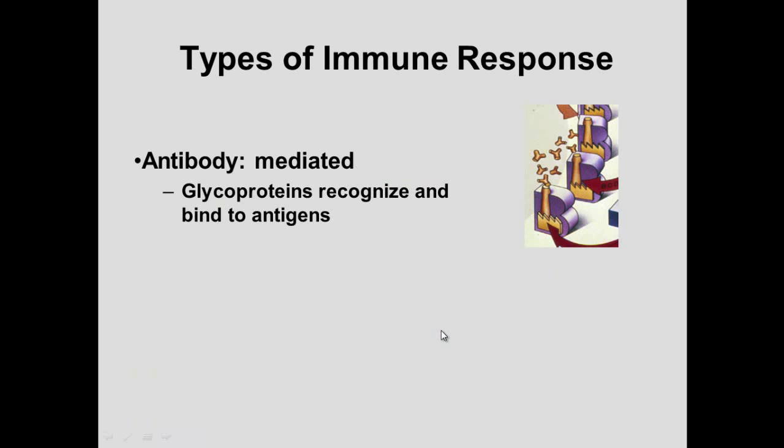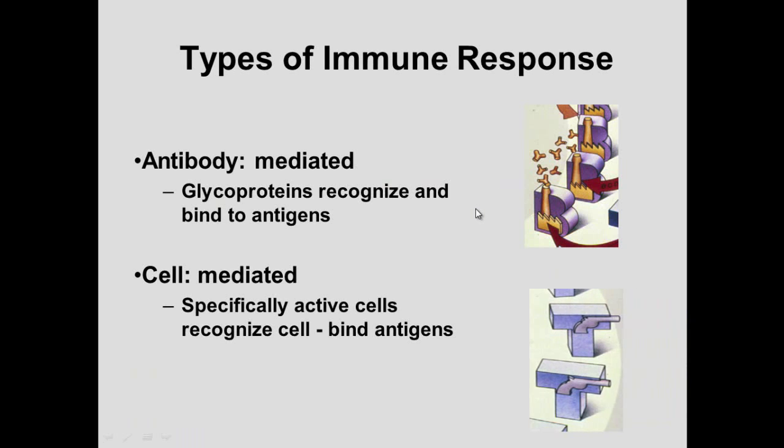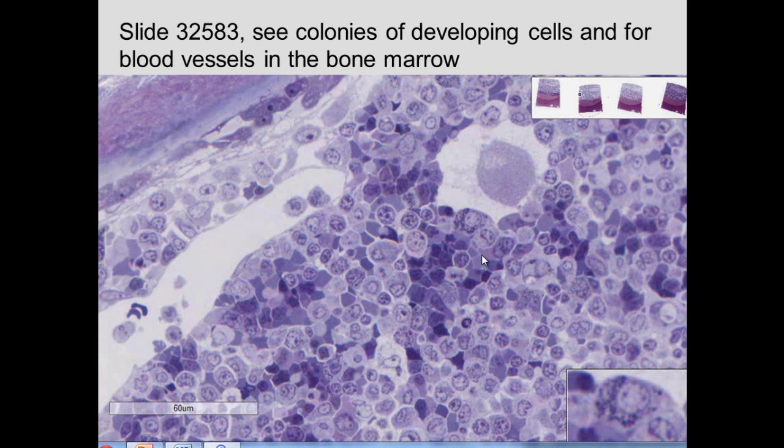And that brings us to the two types of responses. One is antibody: glycoproteins produced by cells, these antibodies are actually the killer component. There's also a cell-mediated response. Here it is the cells themselves that actually bind to the tissue and kill it. And those are T cells as opposed to B cells.